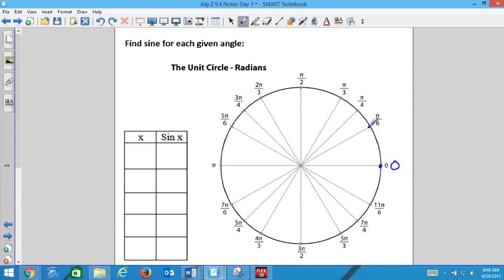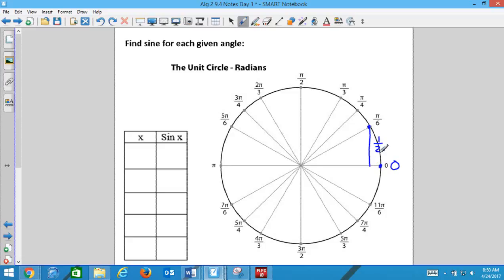our y value, by the way, this is where I'm using color. Our y value is the up and down. The y value is how much at pi over 6, which is 30 degrees. Sine at 30 degrees. 1/2. It's a half.